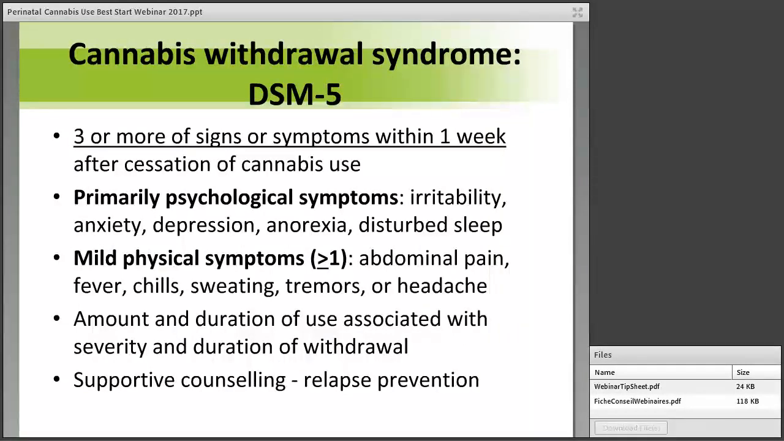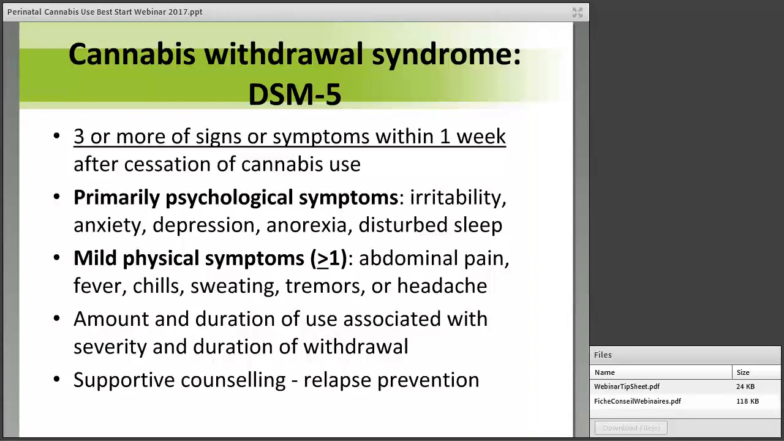The other condition that frequently moms will report is cannabis withdrawal, and this is also a very well-defined disorder. They will present with 3 or more signs or symptoms of withdrawal within a week of quitting cannabis. This is primarily a psychological disorder, so cannabis withdrawal typically will present with feeling irritable, anxious, maybe depressed, having trouble sleeping, not eating as well. There is a requirement for 1 physical symptom, whether it's abdominal pain, sweating, tremors, or a headache. And we know that the severity of this withdrawal symptom will correlate with how much they were using to begin with and duration of their use.